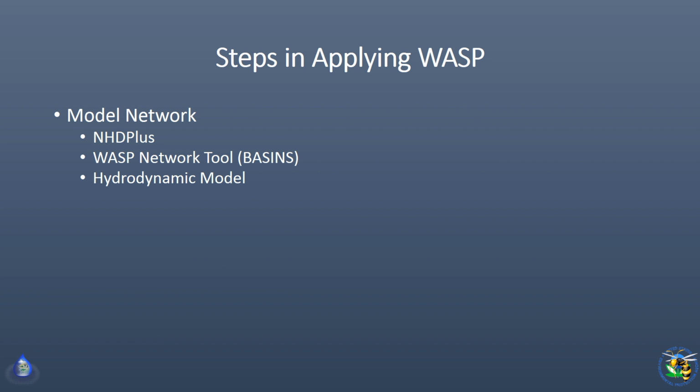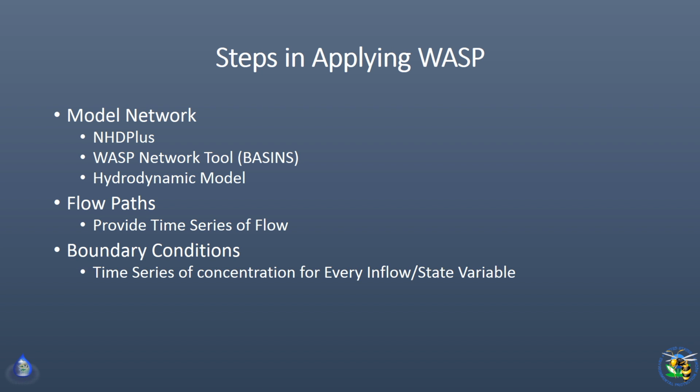So the model network, you can develop that, as I said, with either NHD Plus or a WASP network tool, or other methods, and if you're linking with a hydrodynamic model, it's already inherently done in the hydrodynamics. Define your flow paths to make sure that you're including all of the major tributaries that are coming into the model network and provide the time series of flow. And you'll see in our example in just a little bit some of the ways that you can do that.